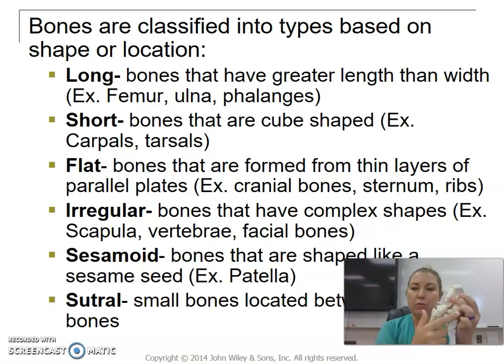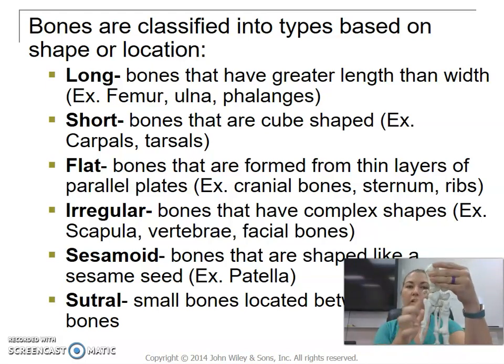So they're these cube-looking bones that make up your ankles and your wrists. They are about as long as they are wide. So carpals, you drive your car with your carpals, so those are the wrist bones. And you walk on the tar with your tarsals, which are going to be the foot and ankle bones.